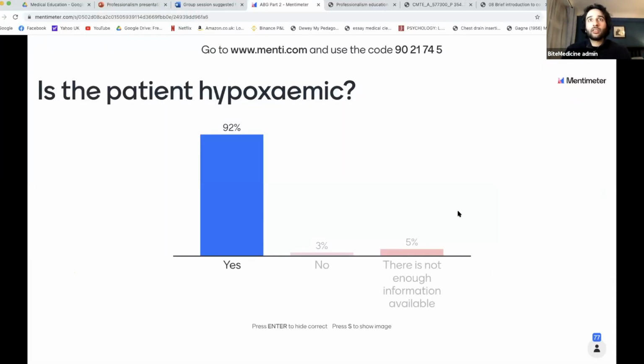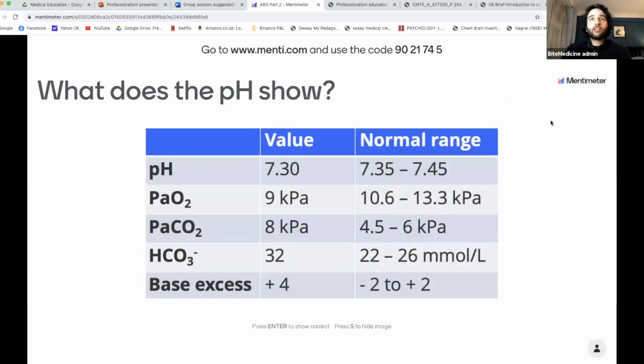Hopefully you can all see this. What does the pH show? Have a look at that. So if you could answer on Mentimeter, that would be brilliant, just so we don't give away the answers on the comment section.